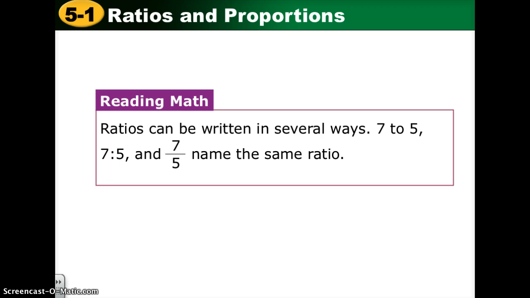Ratios can be written in several different ways. You will be asked about this, so make sure you write down the 3 different ways. With the word "to", 7 to 5; with a colon, which is still pronounced 7 to 5; and like a fraction, which is also pronounced 7 to 5.